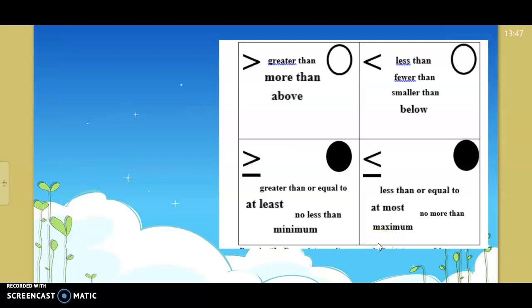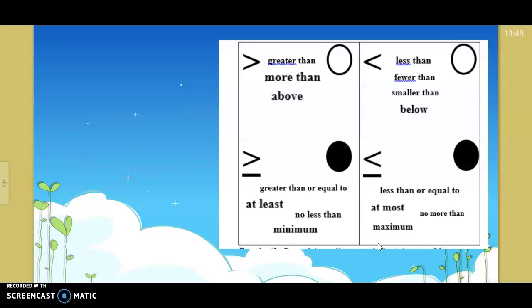So these are all the ways that you can say these different signs. You can say for the top left, greater than, which is the most common one, more than or above. Now the key to this is there's that open circle there. And that open circle is going to be used on the graph, and we'll talk more about that. The less than is also known as fewer than, smaller than, and below. All things that are smaller or below the number that we're comparing it to, also with an open circle.